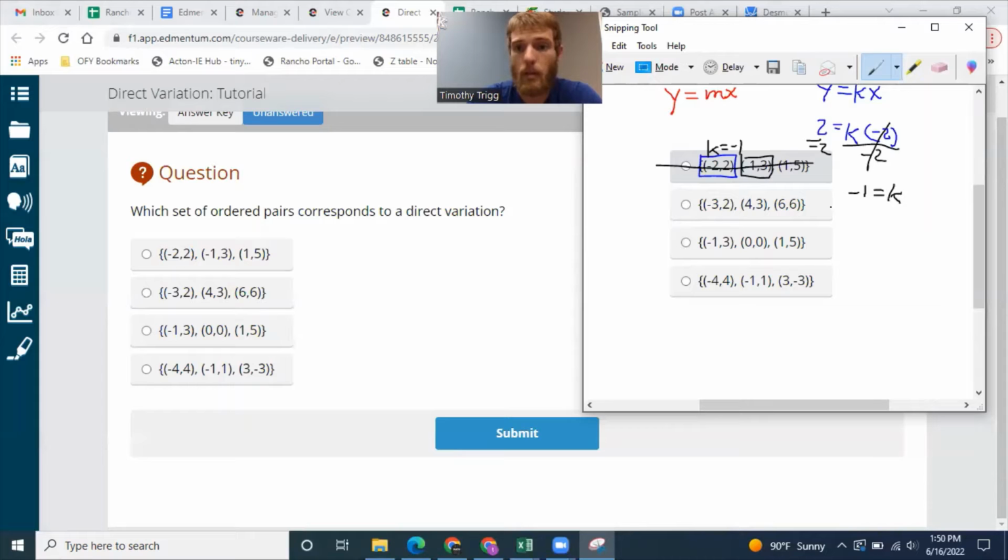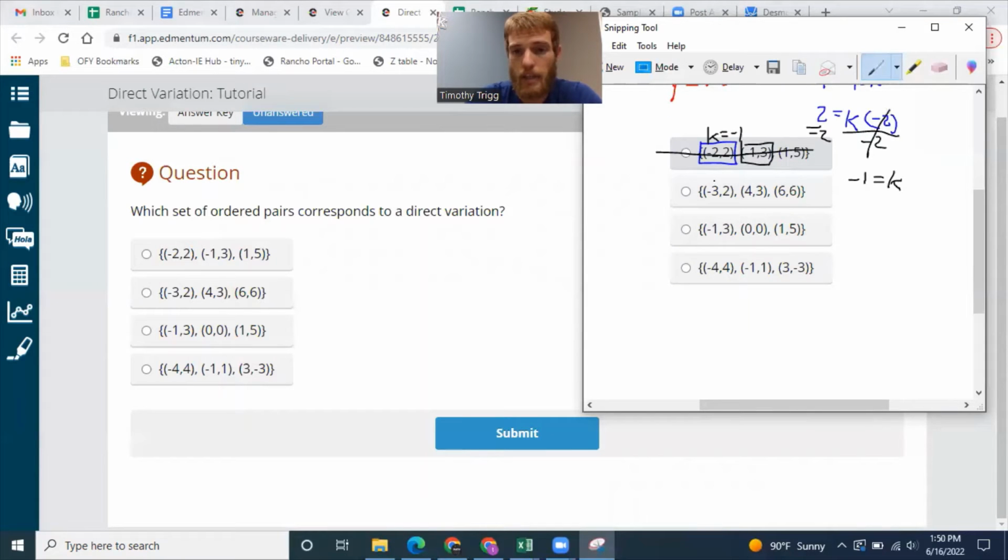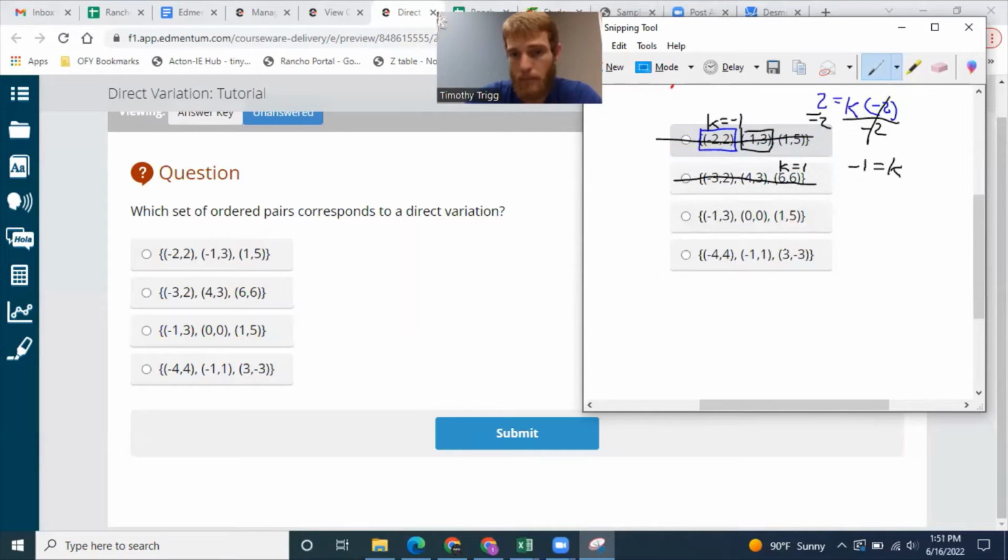Now let's take a look at the next one. If I look from this x value of 6 to this y value of 6, what is the value of m here? What are we multiplying by? In this case, it's 1, because 6 times 1 gives me 6. Is that the same here? Well, no, 4 times 1 should give me 4, not 3. So that tells me that's not correct either.